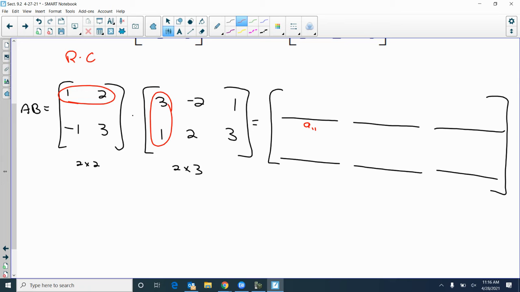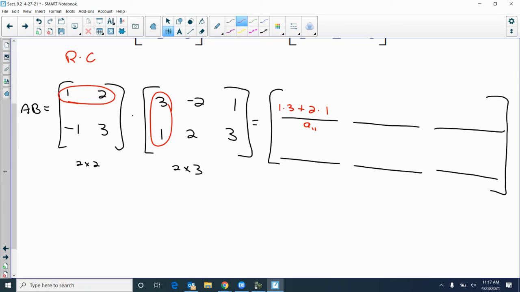So I'm going to write out the whole thing for the first one. I'm going to take 1 times 3 plus, so you move 1 times 3, then you move over and down, plus 2 times 1. Now that's going to be 5. I'll fill it in here in a minute. I'm just going to leave it like that: 1 times 3 plus 2 times 1.